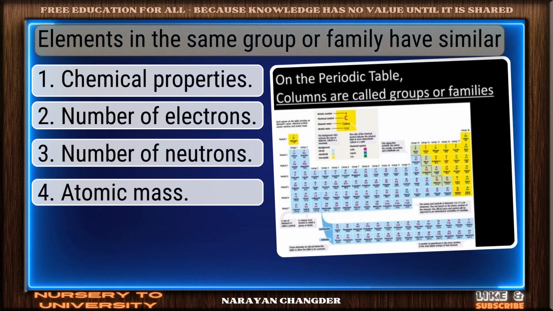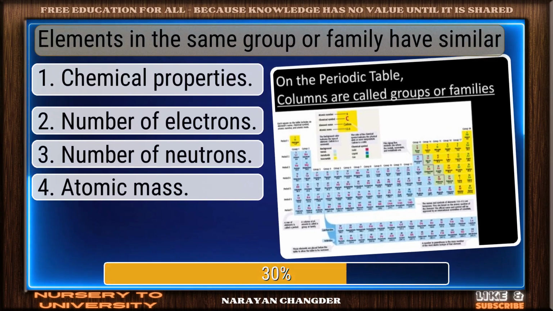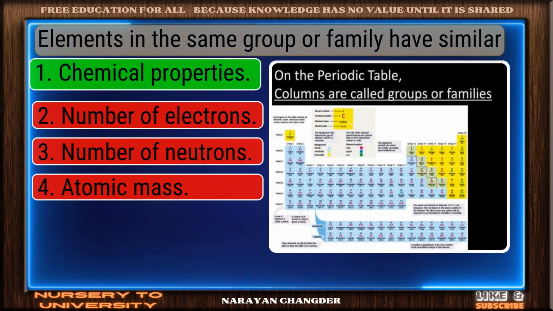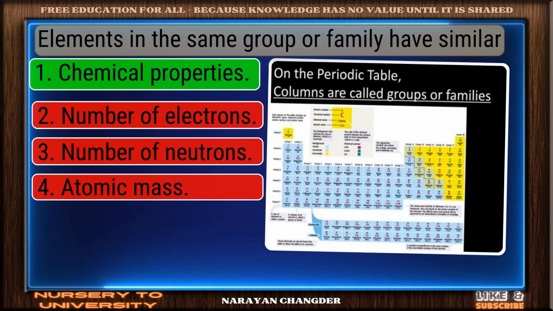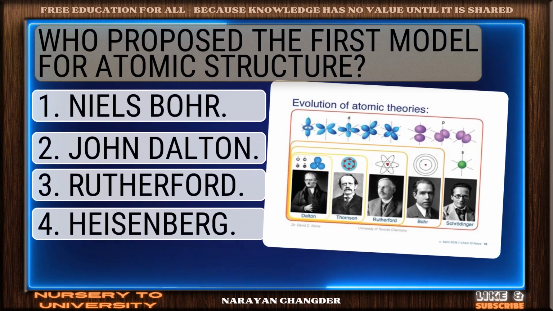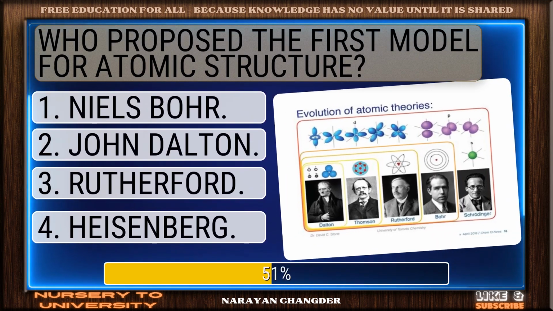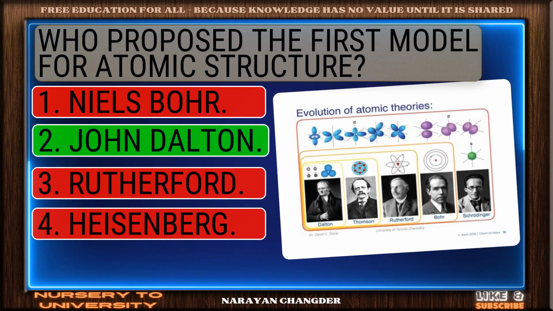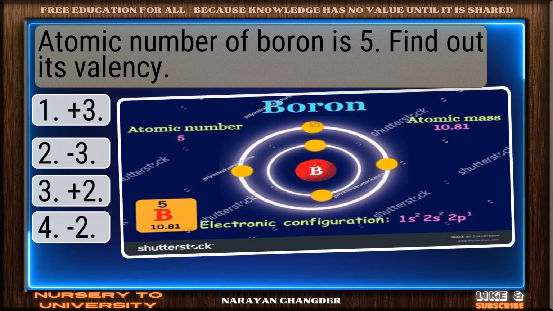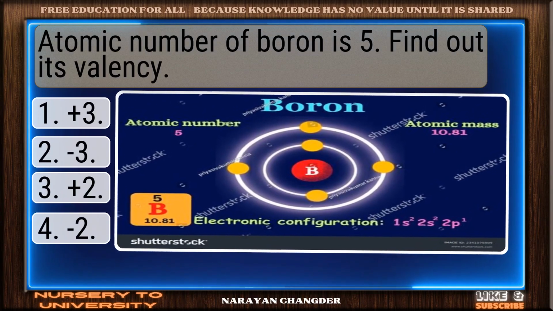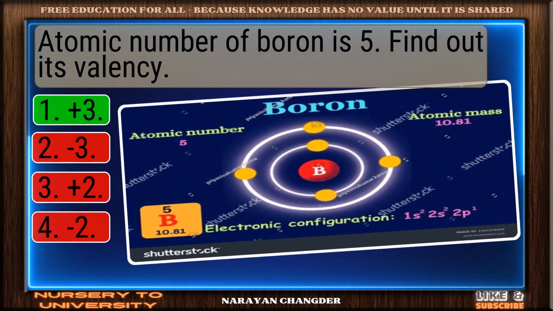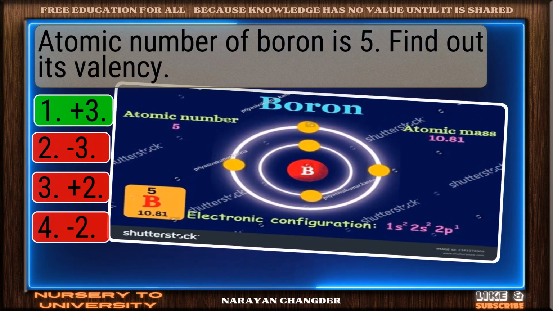Elements in the same group or family have similar. Smart pick. Chemical properties is the correct choice. Who proposed the first model for atomic structure? Correct. John Dalton is the right answer. Atomic number of boron is 5. Find out its valency. Valid point. +3 is true.